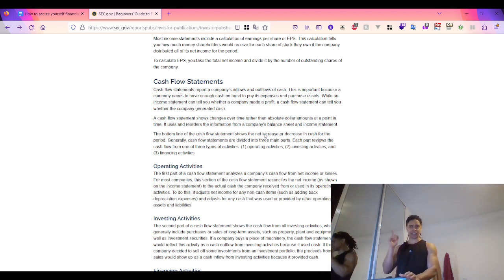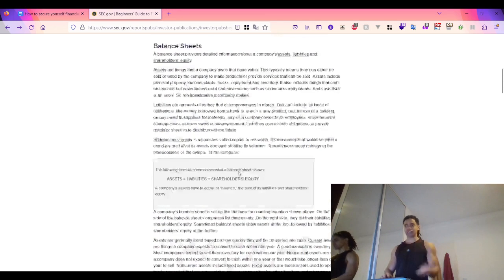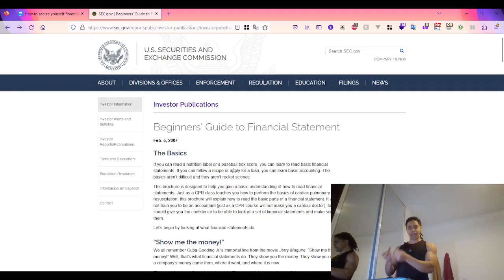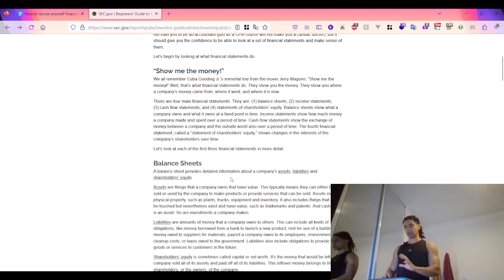So looking at the sec.gov website, the Securities and Exchange Commission, they have this section where I gained some basic understanding of how to read the basic parts of a financial statement, which allows me to make sense of a set of financial statements. And we have these four types of financial statements, and after all, what each one of them does is show you the money, right?